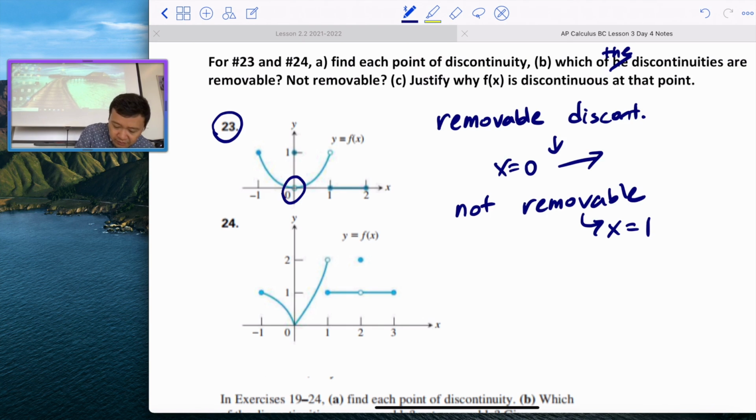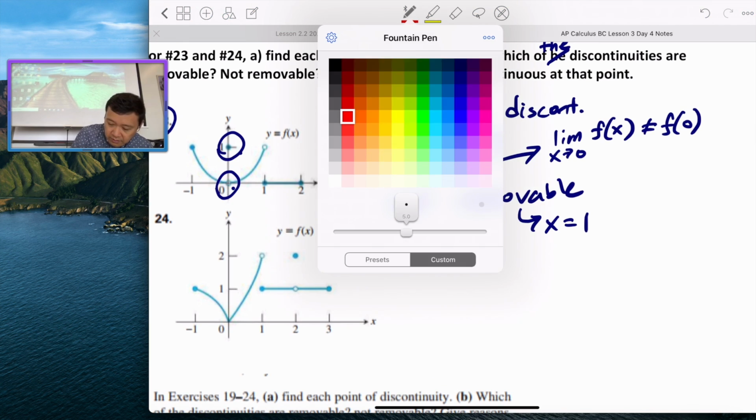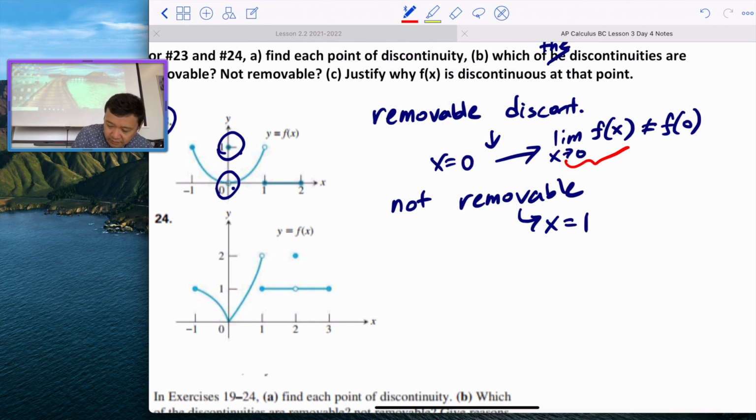At x equals 0, it's pretty easy, right? The limit does not match the defined value. The limit of f of x as x approaches 0 does not match the defined value at x equals 0, because the limit value for f of x as you get closer to 0 from either side would be 0. But the defined value for f at x equals 0 would have been 1. Obviously 0 does not match 1, so that is your justification right there.